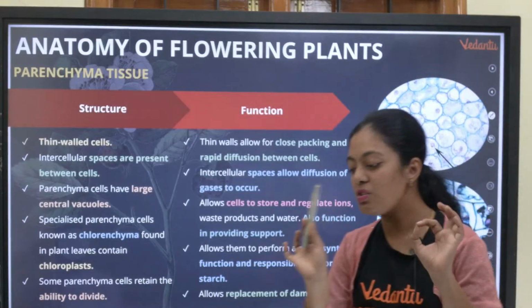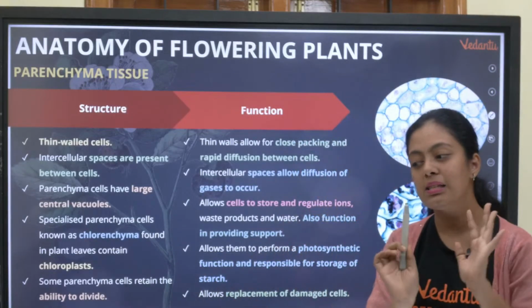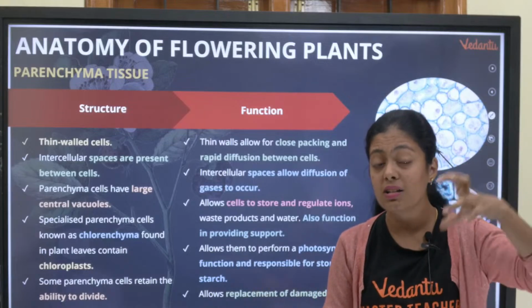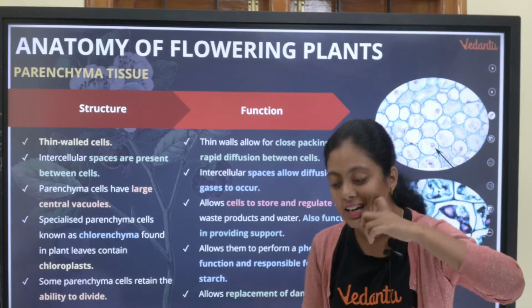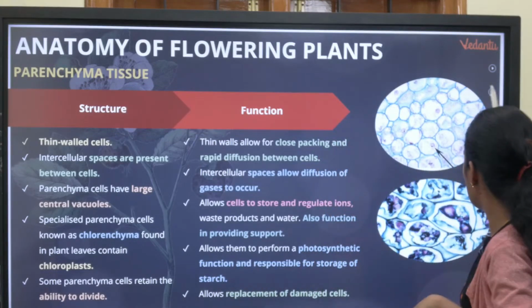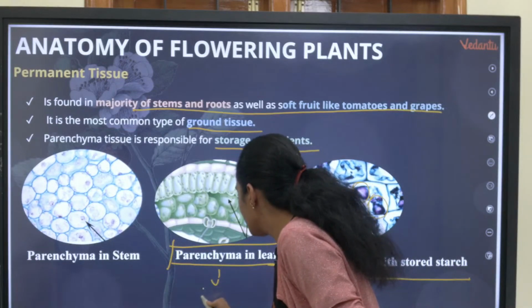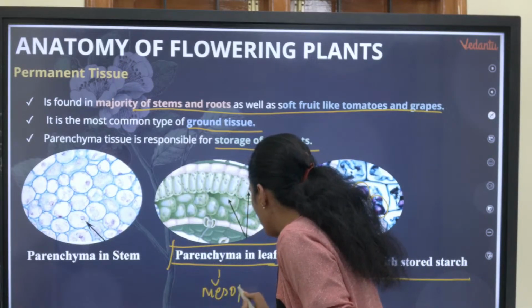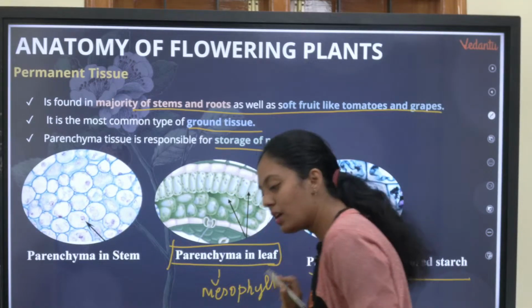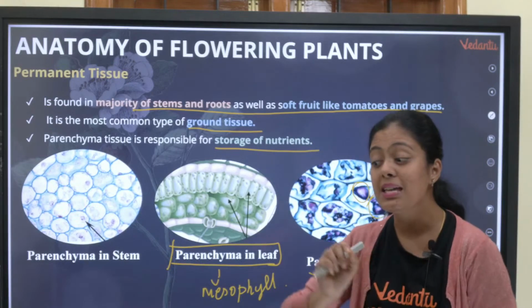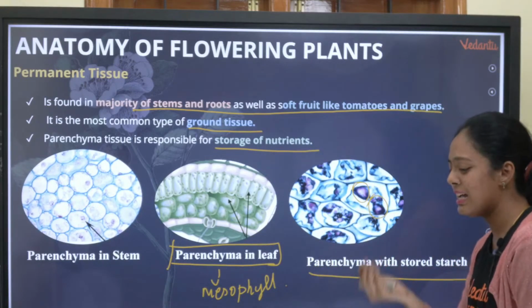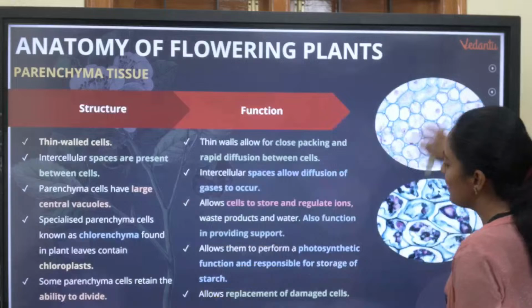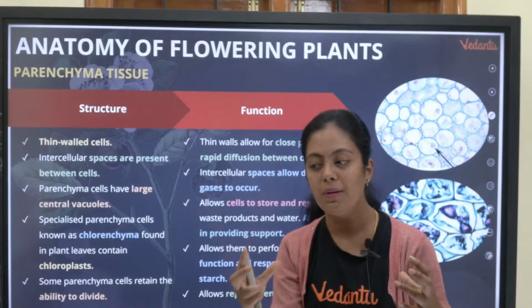So let's talk about the structure and function. This is very important. You have to understand how they are present. I still didn't get the answer. Anybody? Parenchyma in leaf is called mesophyll. Yes, palisade and spongy. Mesophyll is a common term.